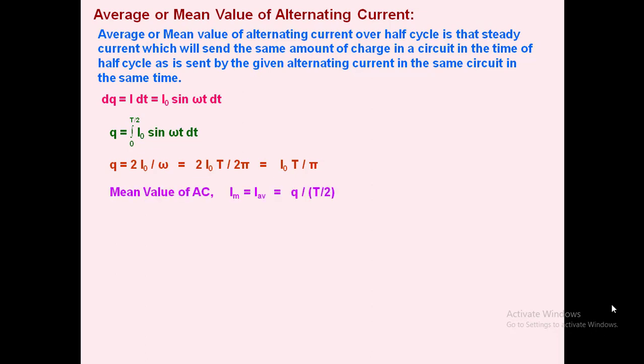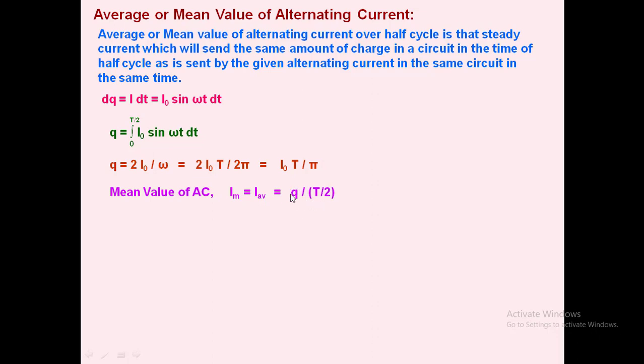Mean value. If you take the mean value of AC, that is alternating current, I mean equal to I average equal to q by T by 2. Because whatever amount of charge we are going to send, in how much time? Half cycle time. So what is the time taken? T by 2. So q by T by 2. Charge by time taken is nothing but current. So q is the amount of charge which is sent in a time interval of T by 2.